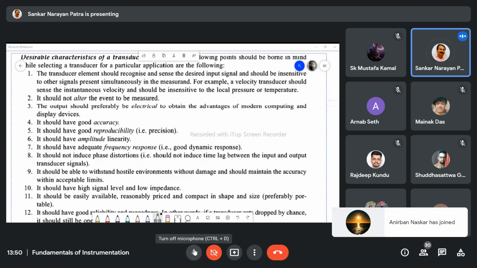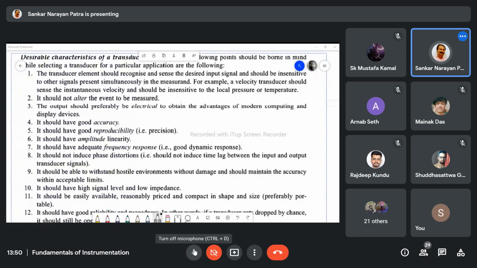Once you are going to measure a particular parameter of a particular system, it cannot change the system or cannot change the parameter. If you are going to change the system, you have to recalibrate. The term is recalibration. Recalibrate your system or your measuring device with respect to the new system or new event. Without calibration, if you change your event, your result will be wrong. So that's why the desirable phenomenon of a transducer element is that it should not alter the event to be measured.